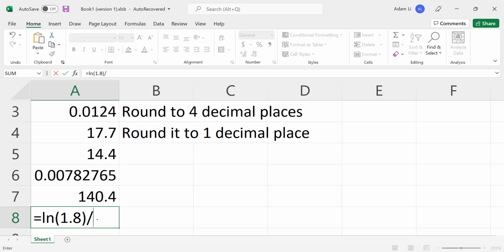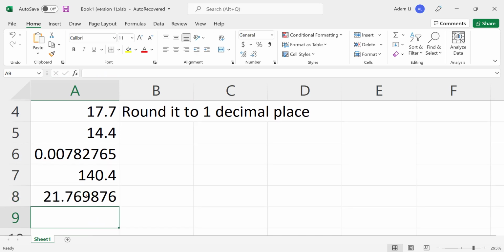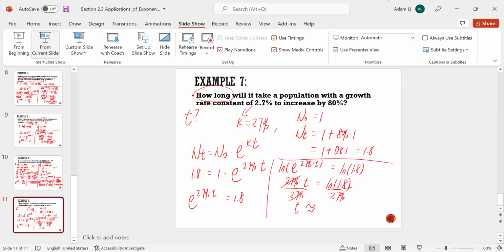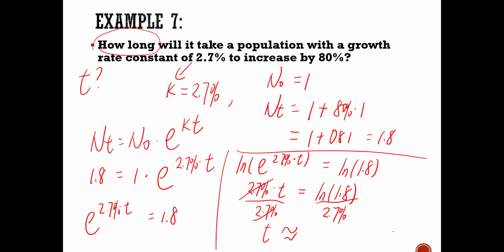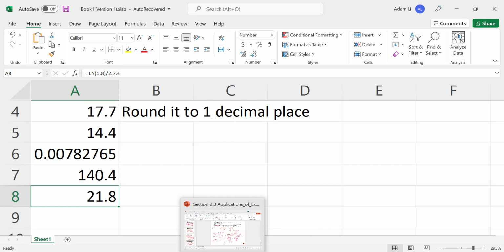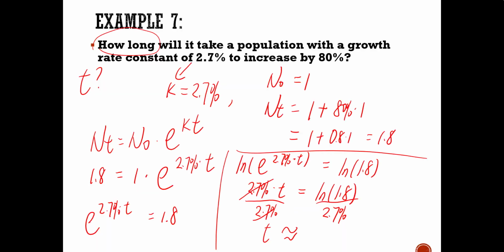So one more time, you either use a calculator or Excel to do this. This is equal to ln of 1.8 divided by 2.7%. You can put in 2.7% directly, that's okay. Even on your calculator, you can do the same thing. Get a result. So it's 21.8 years. We run it to 1 decimal place. So it's 21.8 years. That's the final answer.